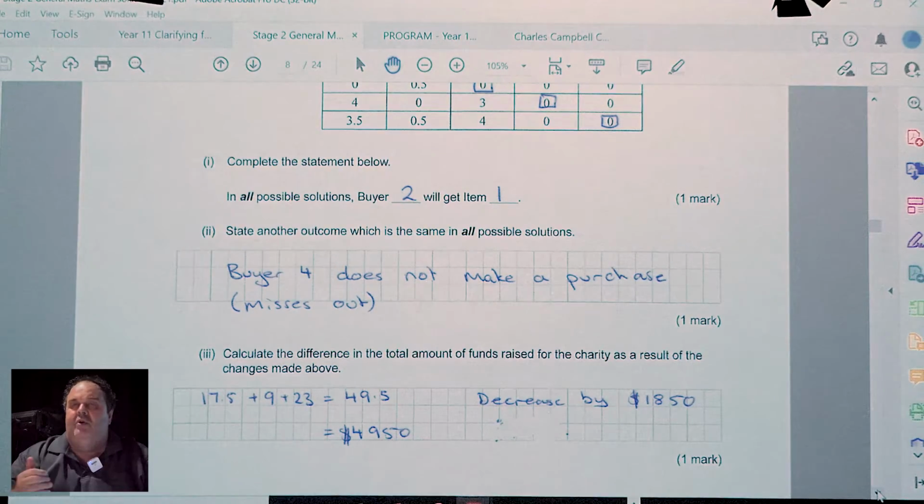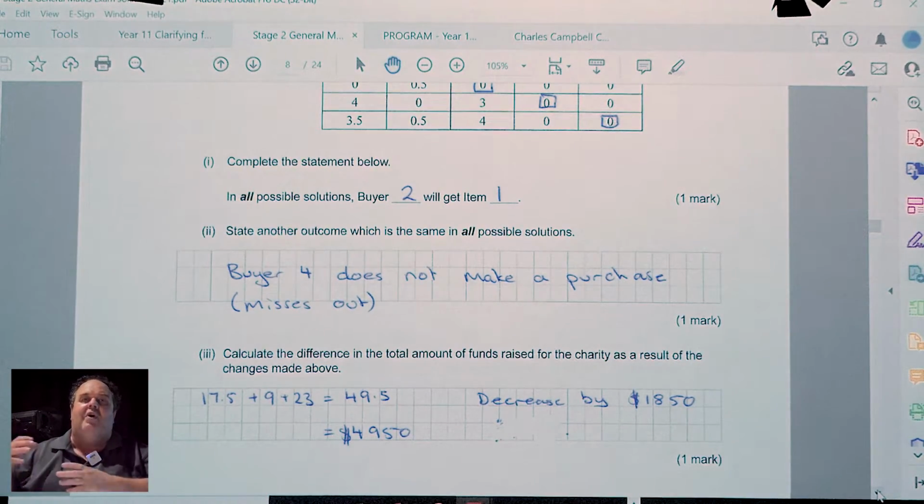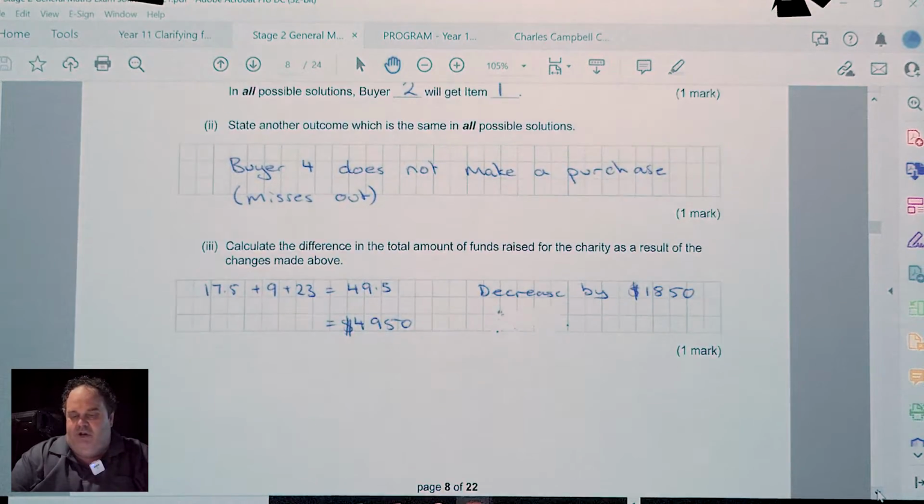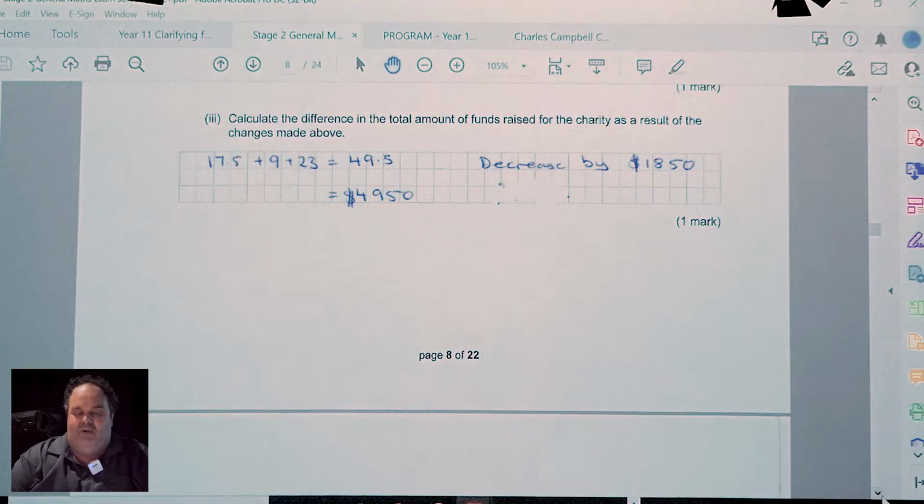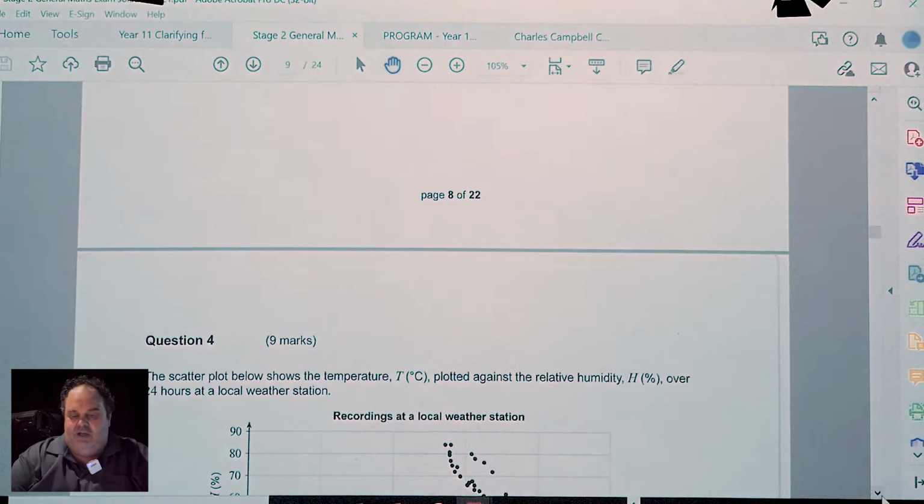Part of the reason for moving it to this was students were rewriting out Hungarian algorithms and just spending time writing down stuff they didn't need to, because it was already done for them. So it's really important that they don't waste time repeating calculations that are already done.